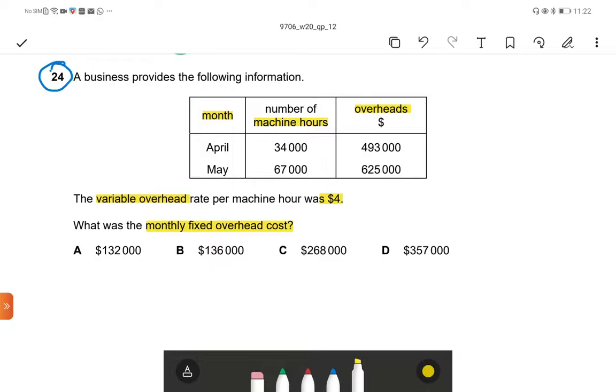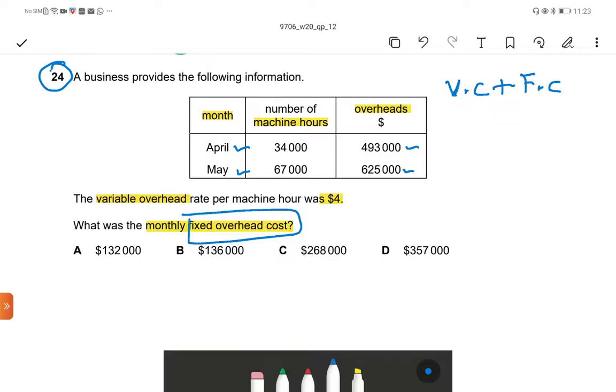So here, the number of machine hours is 34,000 in April and 67,000 in May. In overhead they are given 493,000 and 625,000. So first we have to find the amount: the total cost is equal to variable cost plus fixed cost. So here the question is to calculate the fixed overhead cost. So the overhead cost is 493,000. This includes fixed cost and variable cost.